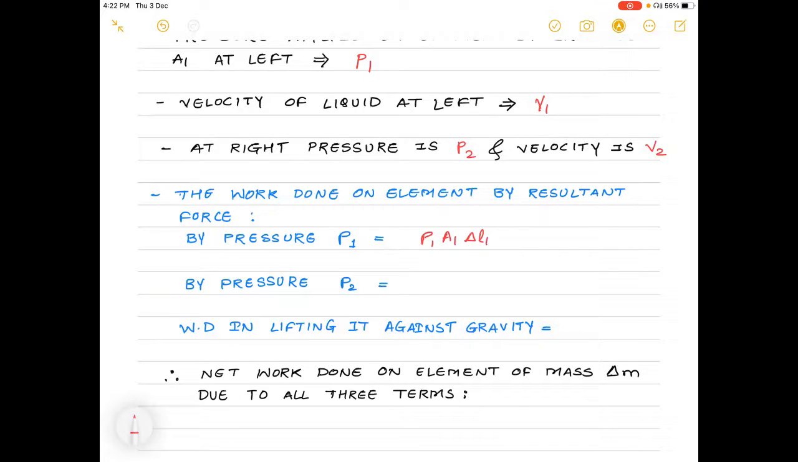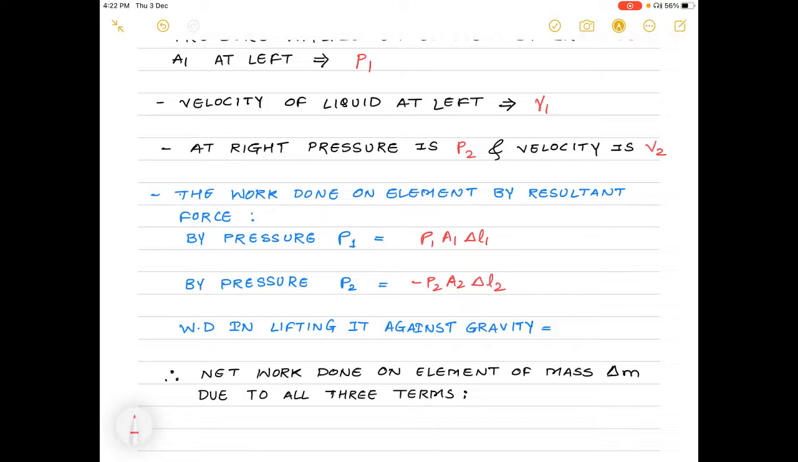Getting it? Delta L1 is the displacement made by that liquid element. Now work done on the element of liquid by pressure P2 is given as minus P2 A2 delta L2. P2 is on the right hand side, P1 is on the left hand side. Now why is it negative? Because this work done is in the direction opposite to the flow of that liquid element.